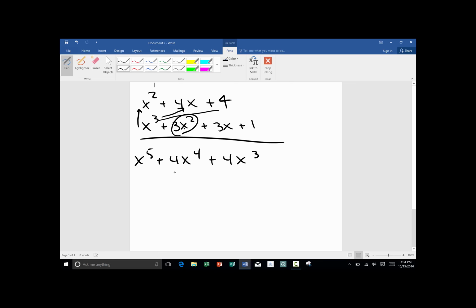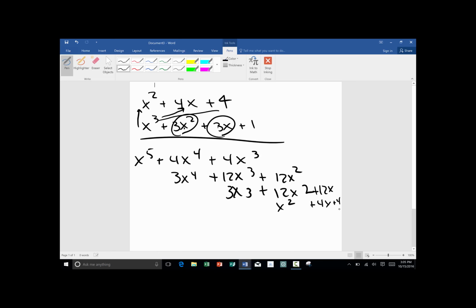Now I got to do the 1 times all of them. So 1 times x squared is x squared. 1 times 4x is 4x. And 1 times 4 is 4. And again, I'm running out of room. Sorry about that. So now we add like terms. So x to the 5th plus 7x to the 4th plus, let's see, 12 and 3 is 15 plus 4 is 19x cubed. 12 and 12 is 24 plus 1 is 25. And then 12 plus 4 is 16. And then the 4 that's hanging there.